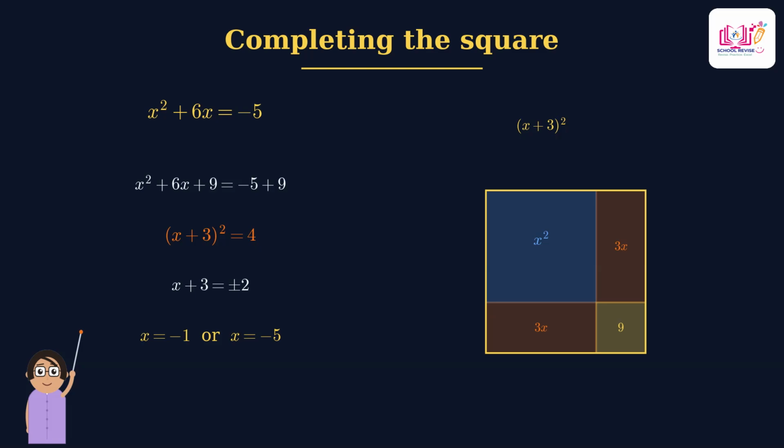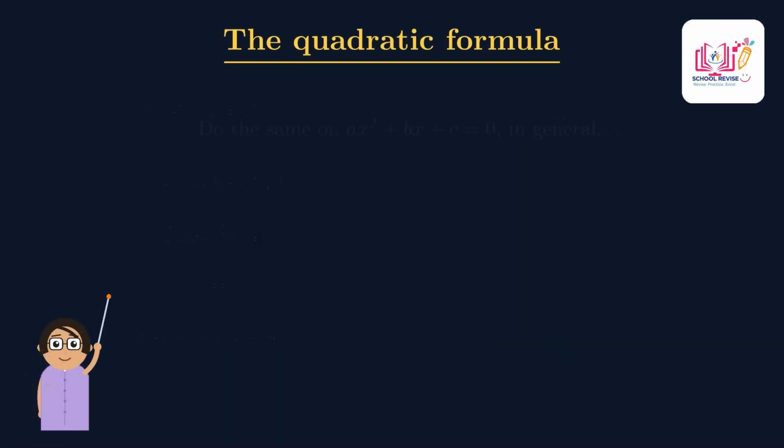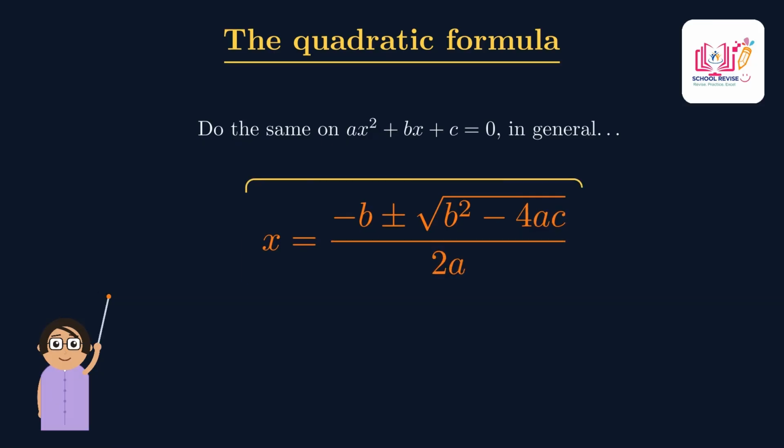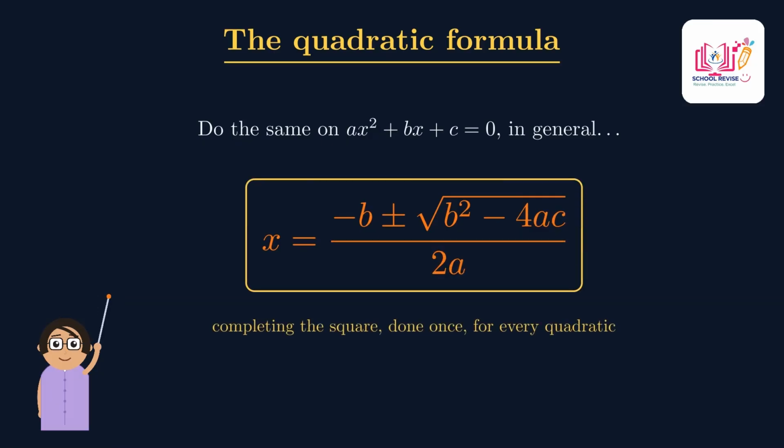The left side is now a perfect square, (x plus 3) all squared. The right side is 4. Take the square root: x plus 3 is plus or minus 2. So x is minus 1 or minus 5. We completed the square, and the answer simply fell out. Now here's the beautiful shortcut. Do that exact same completing the square trick, not on numbers, but on the general quadratic, ax squared plus bx plus c equals 0, and out drops a formula that works for every quadratic, forever.